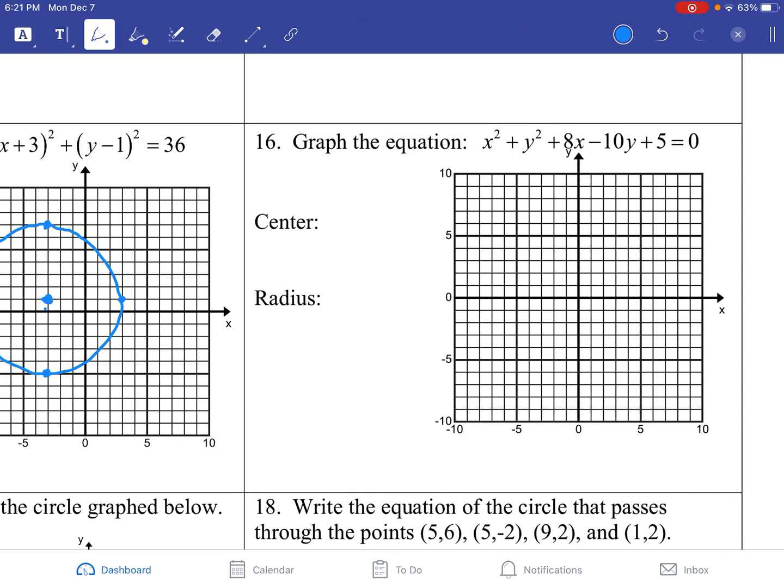For this one, this is the general form of the circle equation. We've got to switch this up, okay? So we're going to show you the work for how to do this.